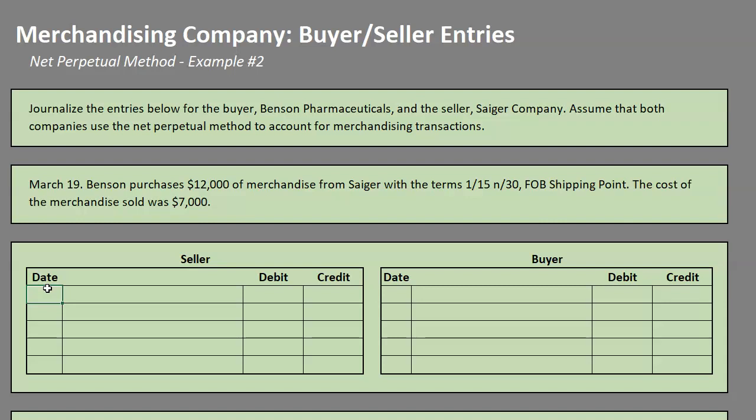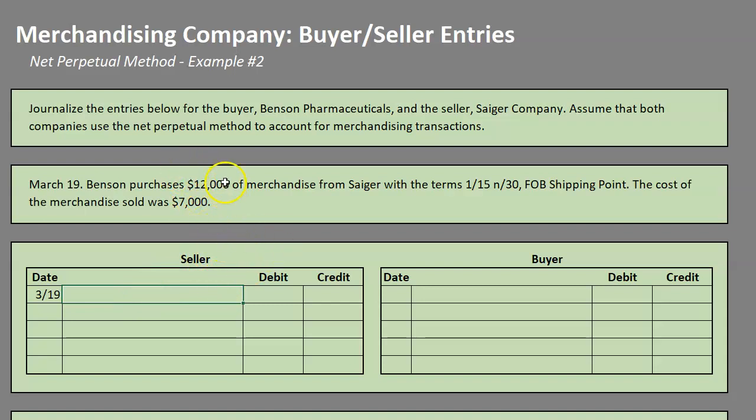So for this first one, we have March 19th. And we have Benson Pharmaceuticals purchasing $12,000 of merchandise from Sager Company with the credit terms 1/15, net 30. FOB shipping point this time, which means that the buyer is responsible for paying for the shipping. The cost of the merchandise sold was $7,000.